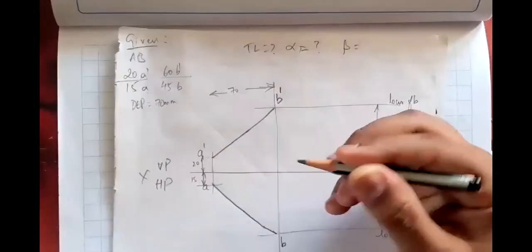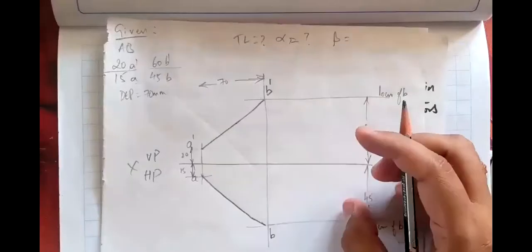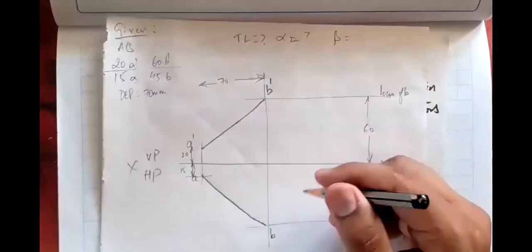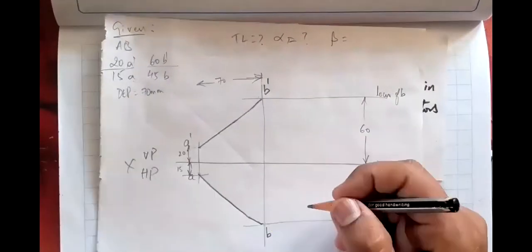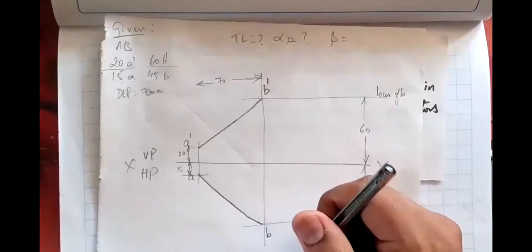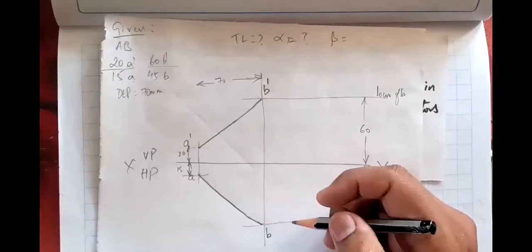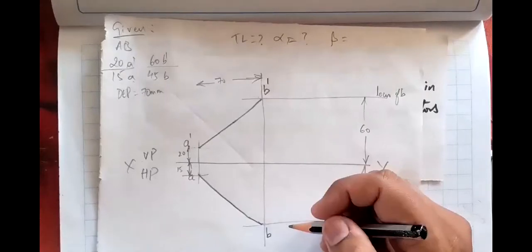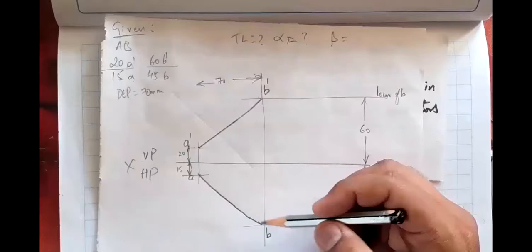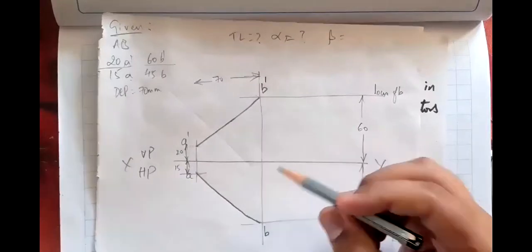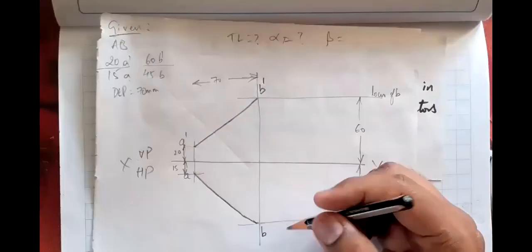I am not writing any parallel line here so that it is represented. What next? See, this is the front view and this is the top view that I have got directly. So now I have to find out the true length. So what should I do? Draw a parallel line.